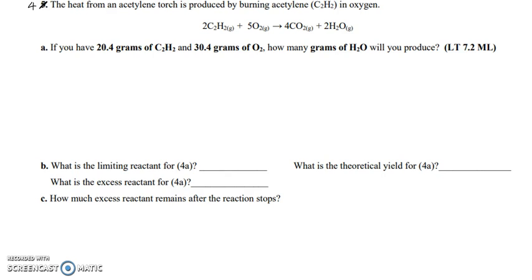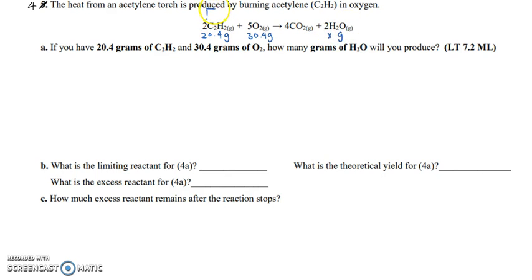Now, the first thing it says is the heat from an acetylene torch is produced by burning acetylene, C2H2, in oxygen. If you have 20.4 grams of C2H2 and 30.4 grams of O2, how many grams of H2O will you produce? So let's start with marking some stuff under our equation. Underneath C2H2, I have 20.4 grams. And underneath oxygen, I have 30.4 grams. And I want to know how many grams of water I can produce.